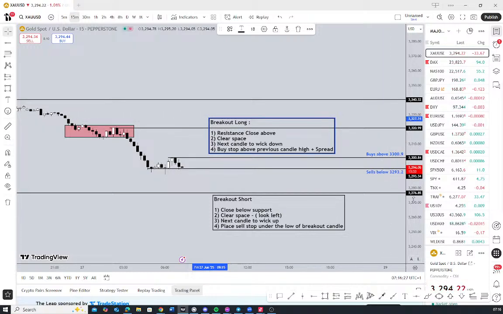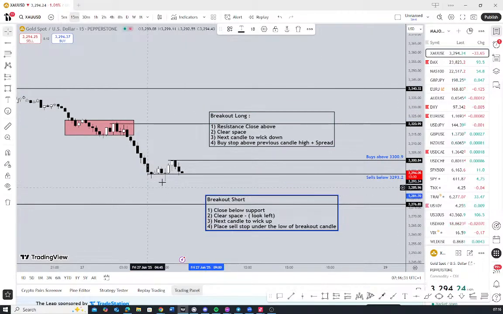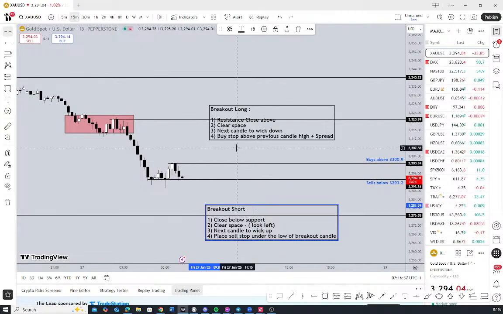Yeah, my style is just looking for clear space, identifying areas of interest, and then I just wait for the market to come to me. And then I have a simple set of rules that I can execute on. That's it. So listen, why do we keep things simple? Tell me why we should keep things simple.